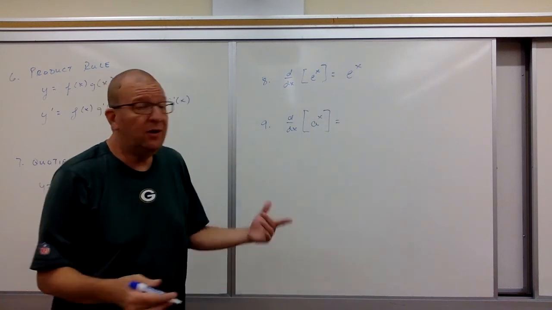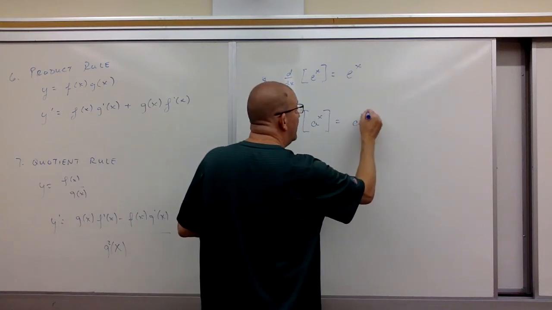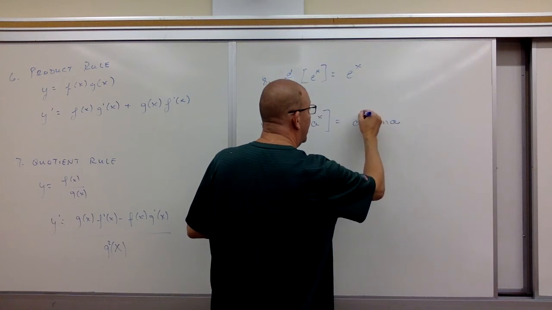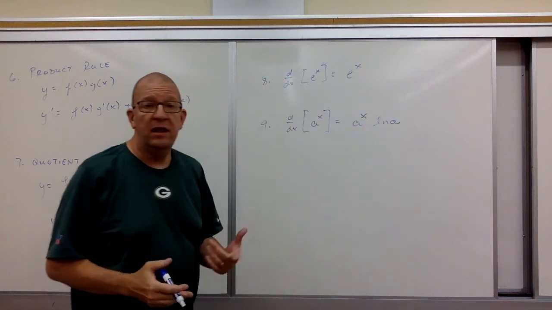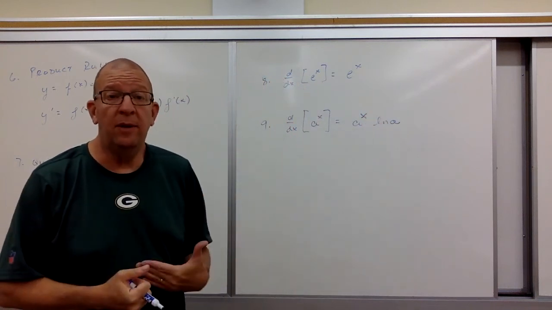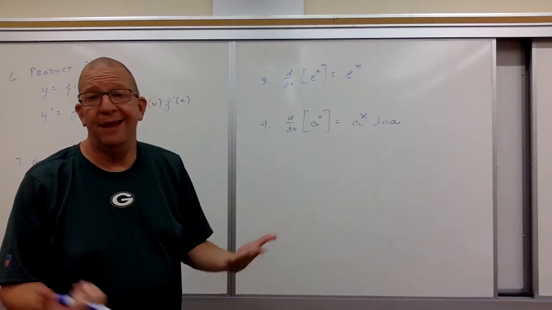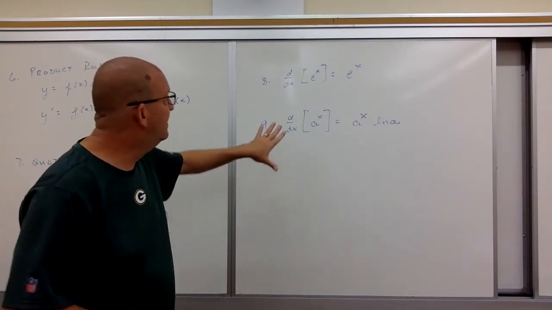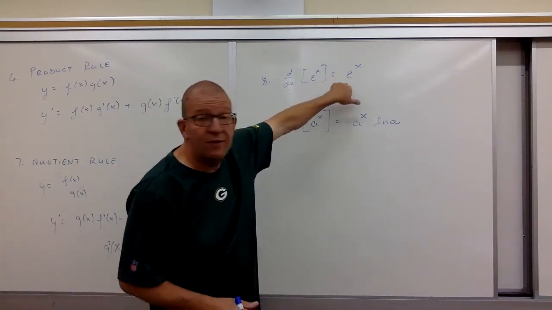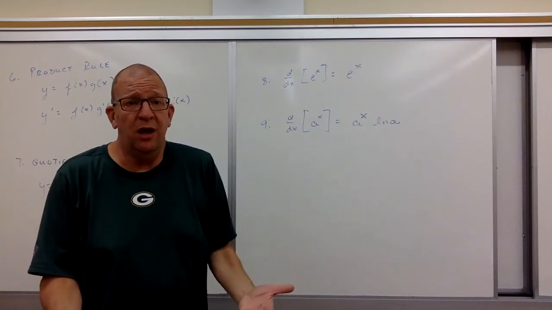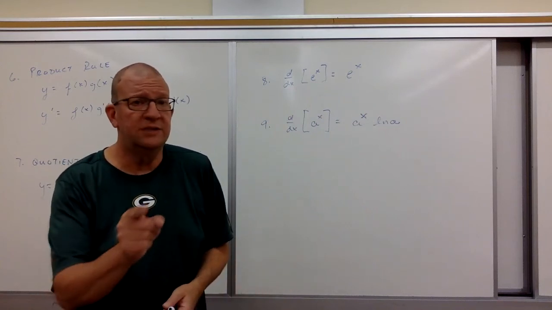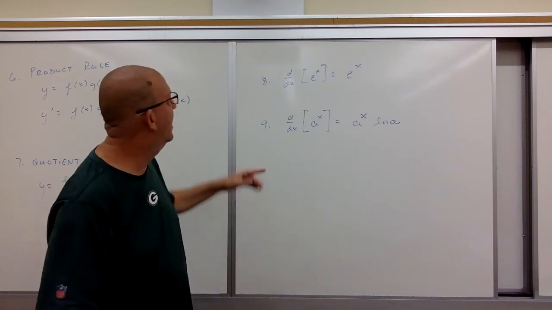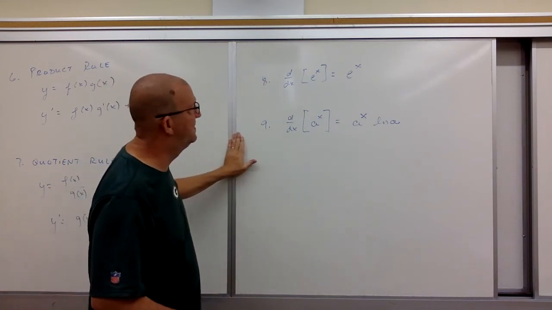Well, it's very similar, a to the x. But then you write natural log a. And again, the proof of this comes right from the limit definition. And they're all over the internet, and I'll be happy to draw up a proof for you. But this is what we have. The derivative of e to the x is also e to the x natural log e, but what's the natural log of e? Okay, so here's rules 8 and 9.